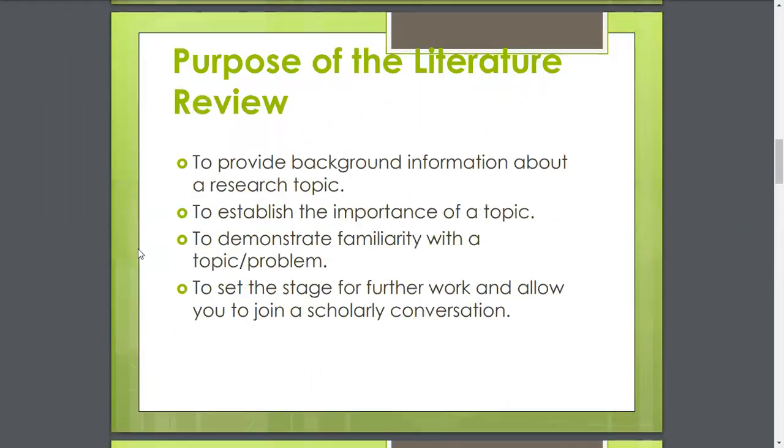Then, here, what is going to be the purpose? Now, the purpose for this is, number one, to provide background information about a research topic. Let's say your research topic is anxiety, or oral proficiency, oral communication, autonomous work, gender impact, right? So therefore you're going to state the importance of a topic.